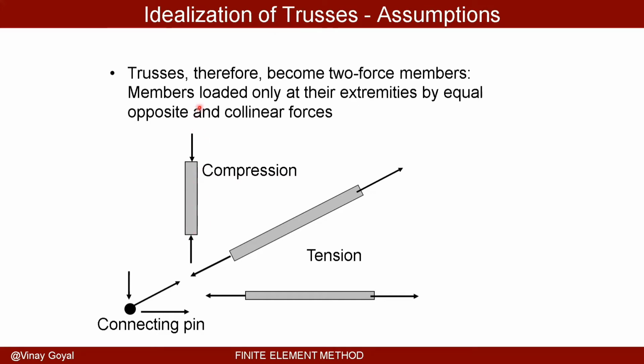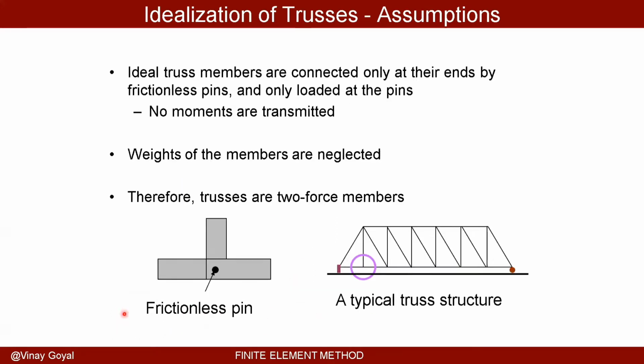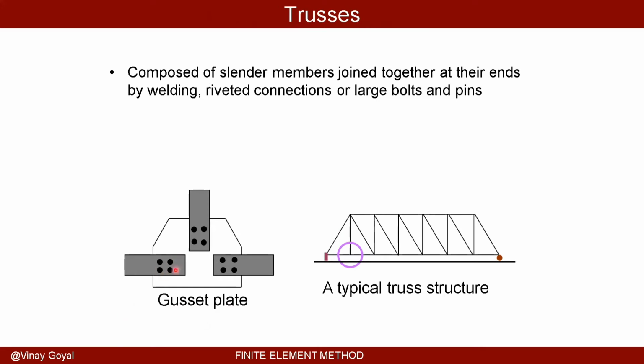Here you can see a compression load, here you can see a tension load, and here you see a tension load. Well, they're all connected by a connecting pin. Now, like I said before, these connections can be more like a gusset plate or more of a welded connection, but listen to me carefully, we are making a modeling simplification, an idealization.